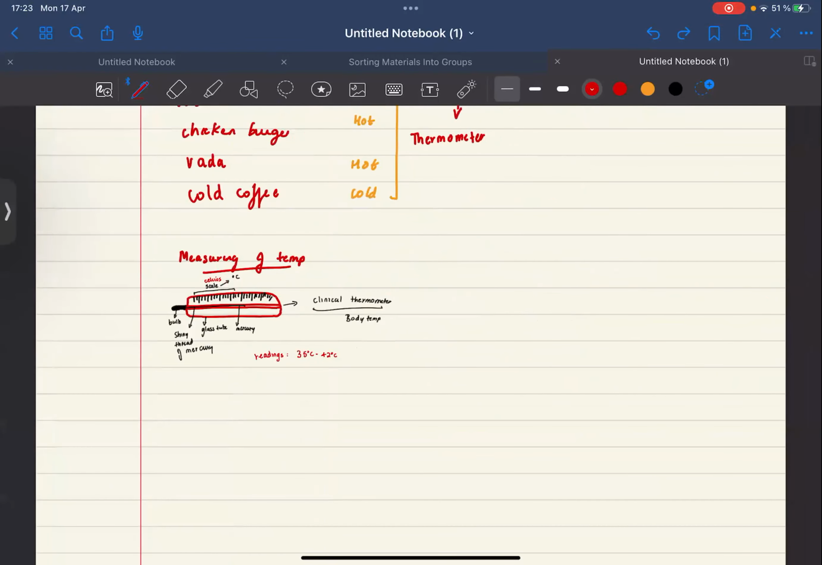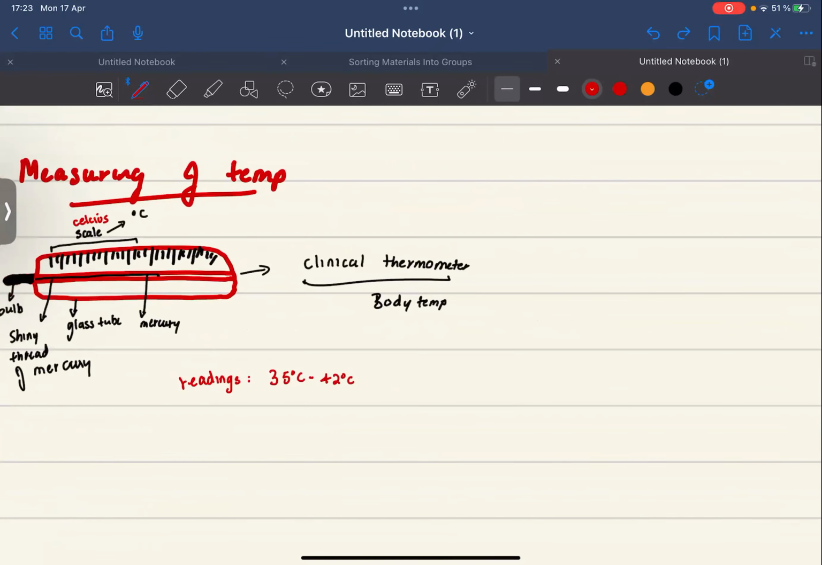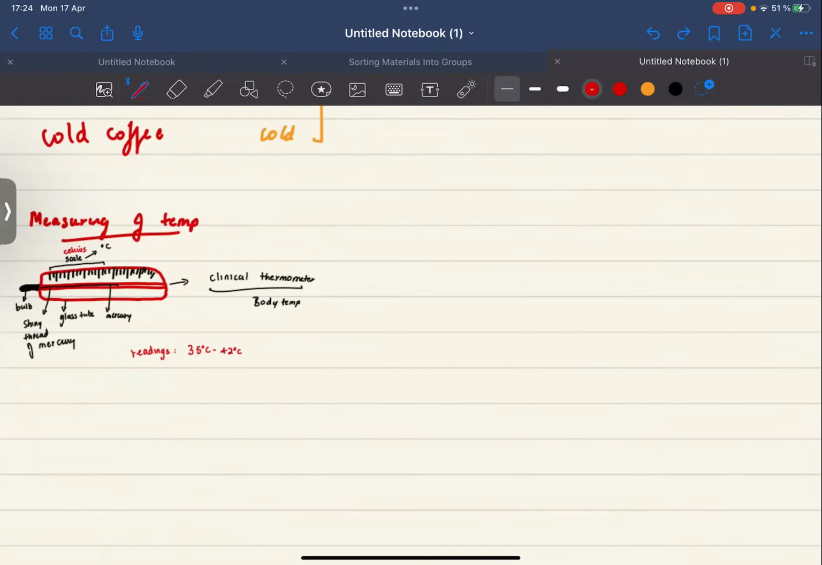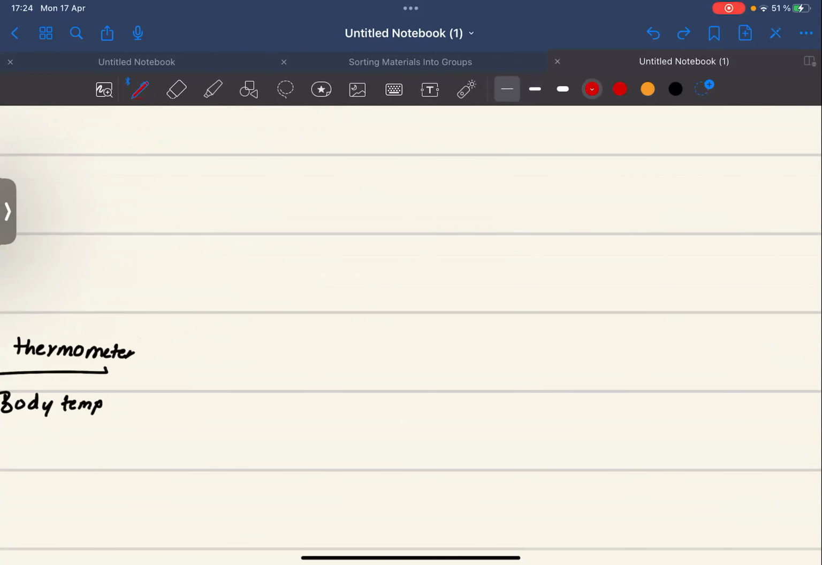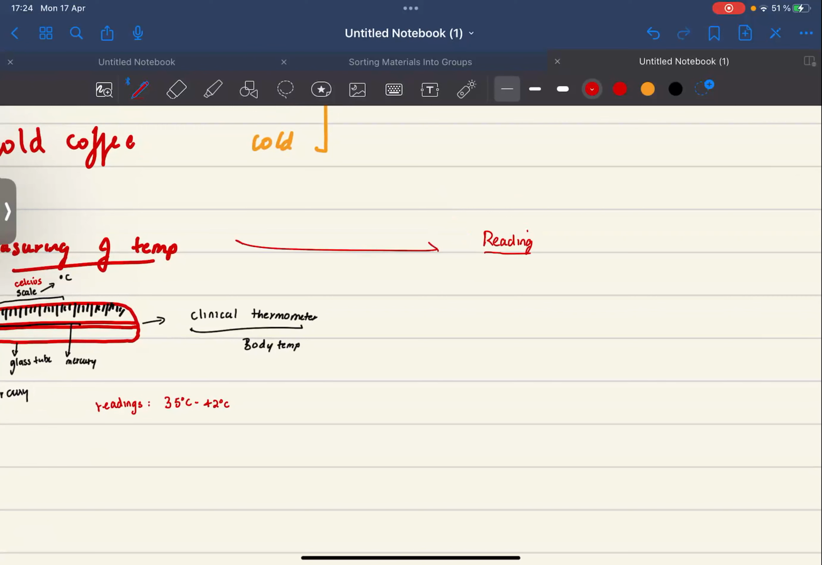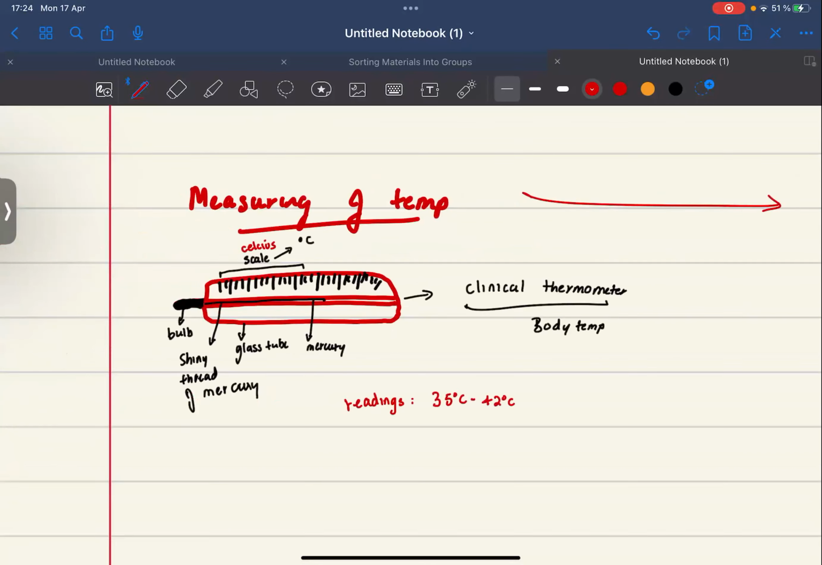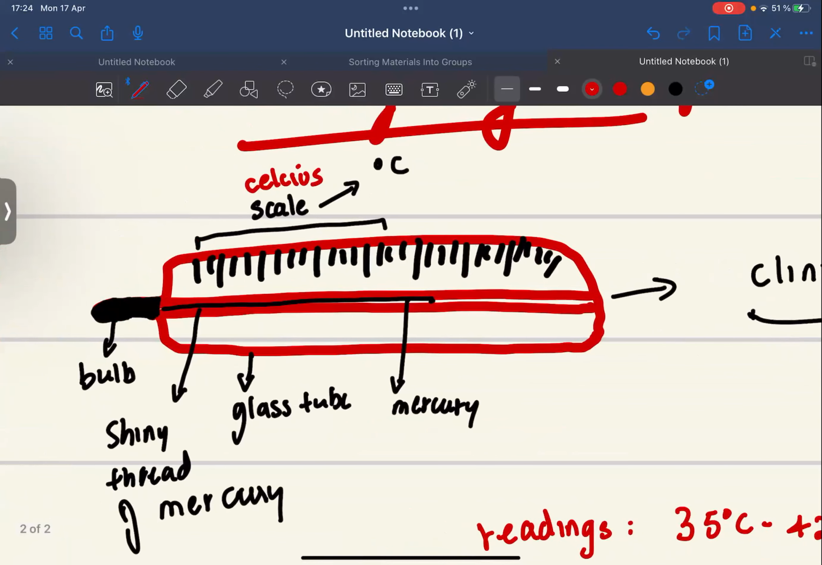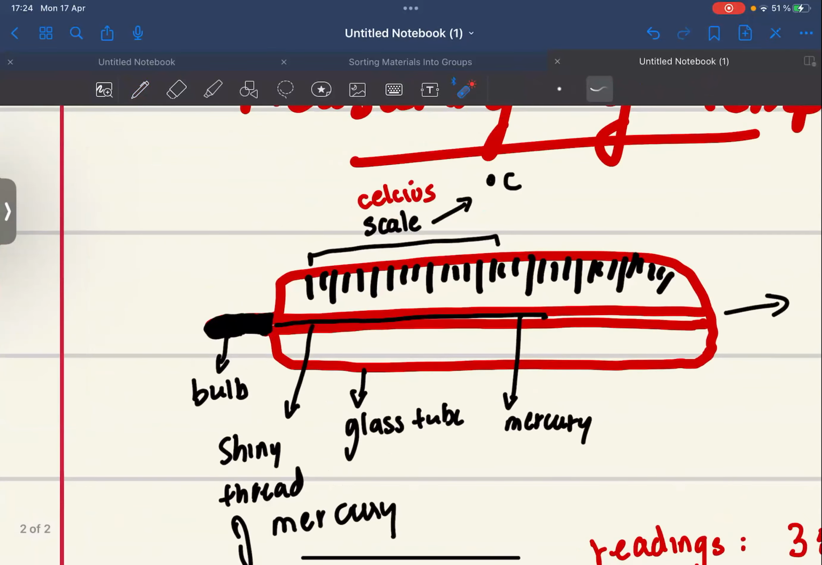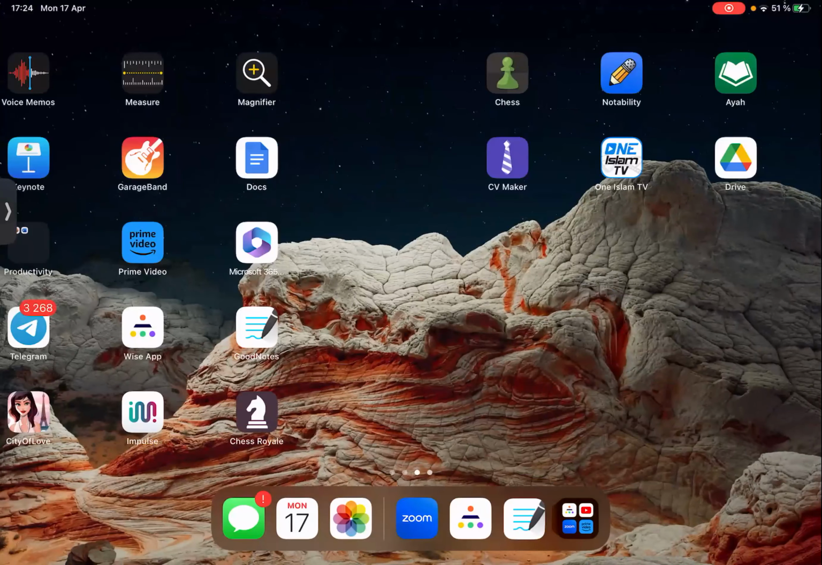Okay, so now we are going to see how to read the thermometer. How will you know what the temperature is? First, you have to take the temperature difference. You have two bigger marks, and this line over here. Before I teach you this, I'll show you a short video. Maybe through that you'll understand better.